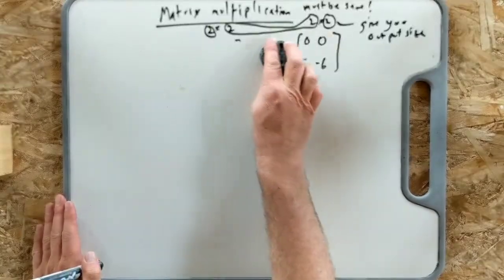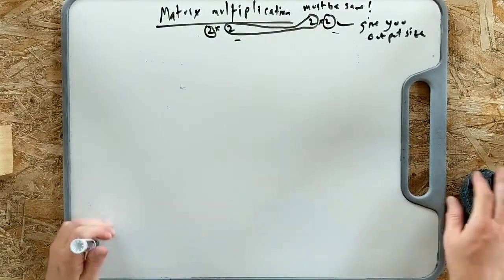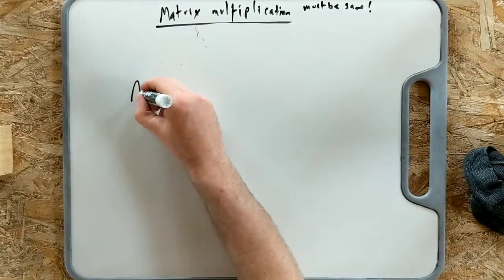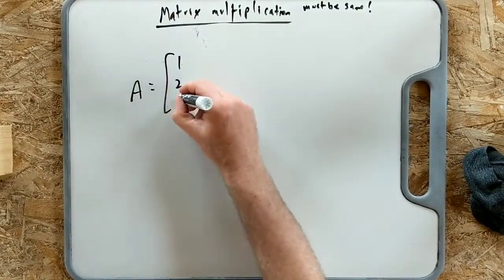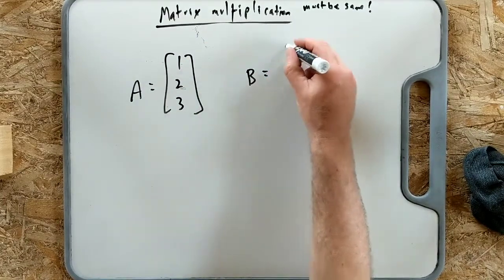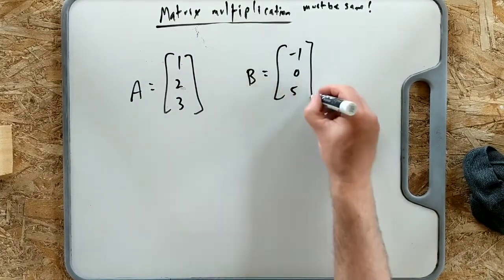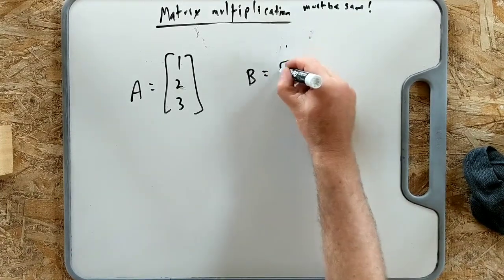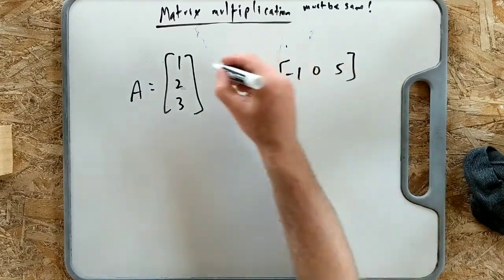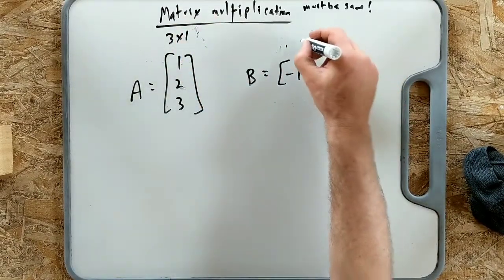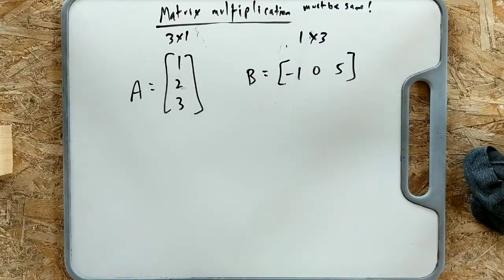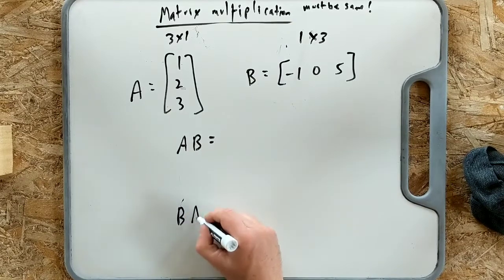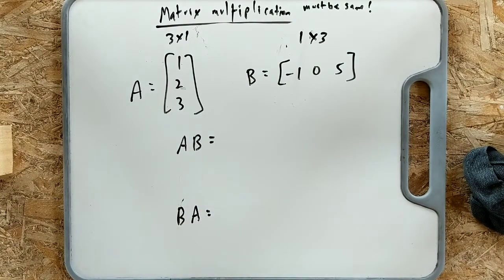Okay, I'm going to give another example for you guys to work through. Erase this as well. It's different sizes. So we'll go A is 1, 2, 3, and B is negative 1, 0, 5. So we have a 3 by 1, and we're going to multiply by 1 by 3. What you do is find AB and BA.